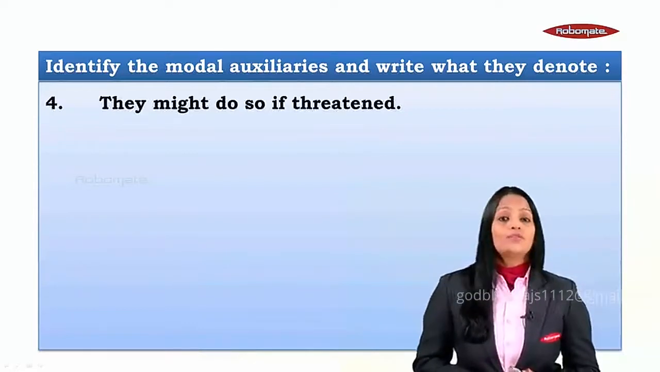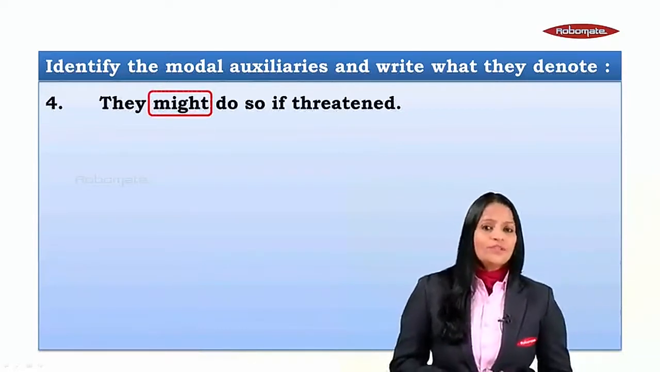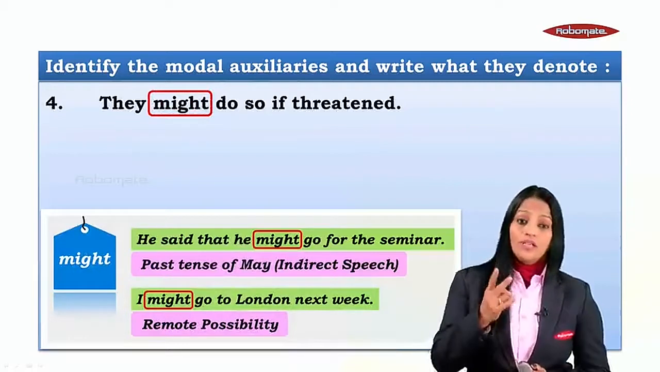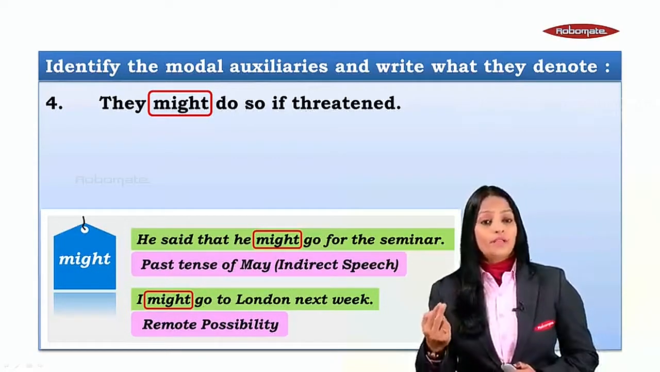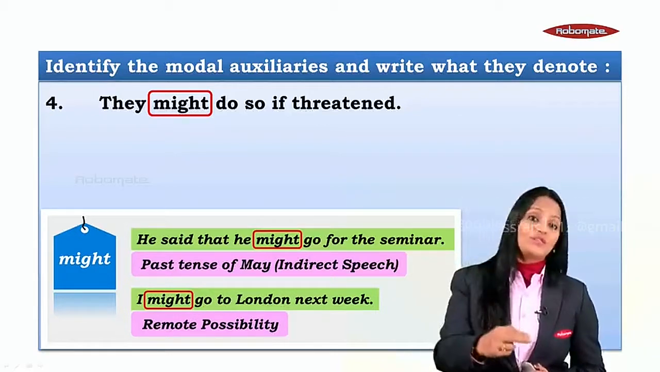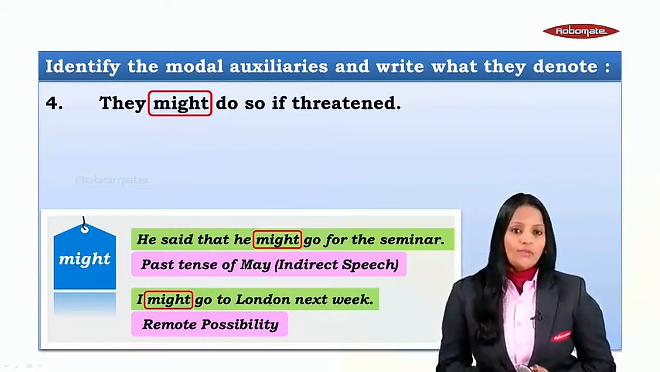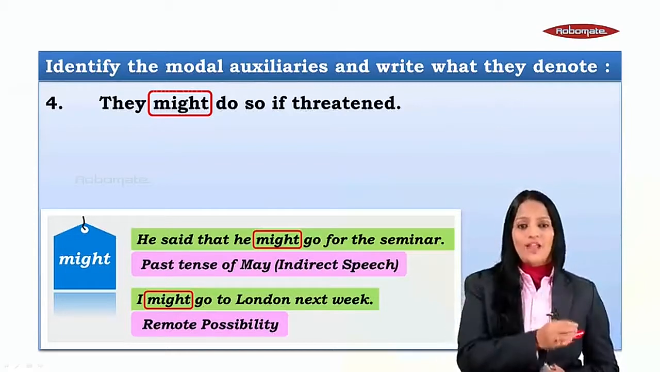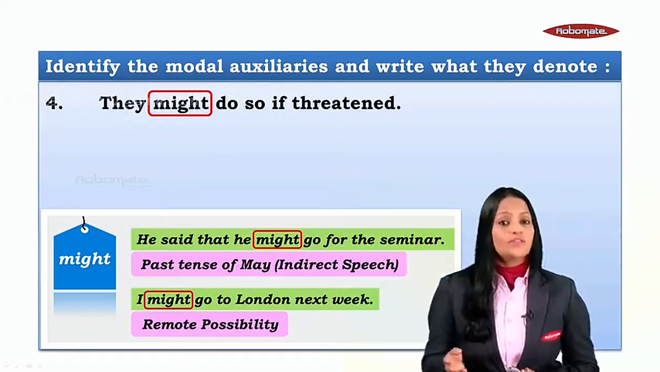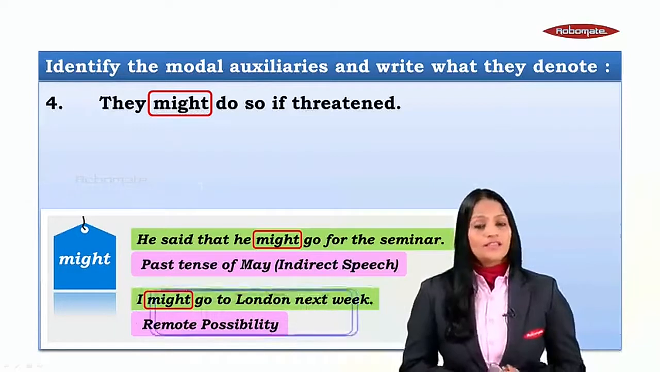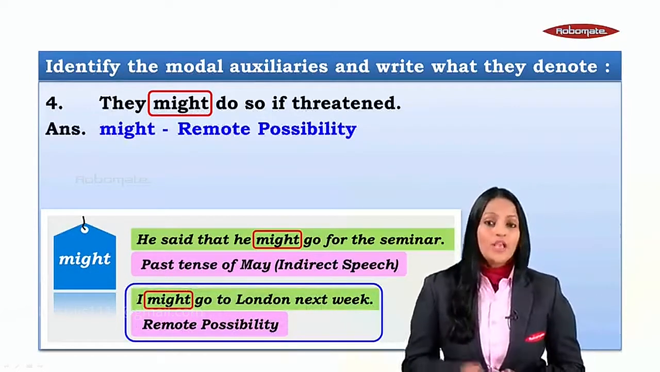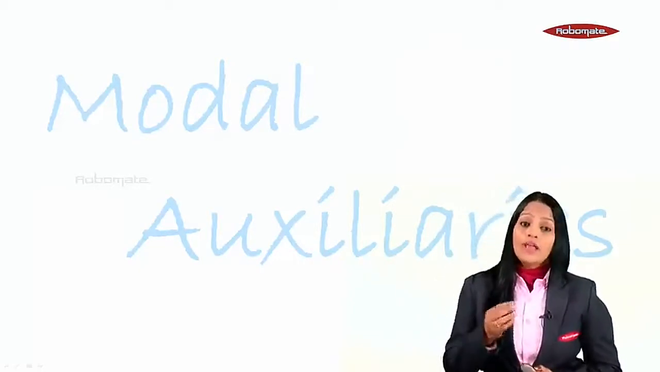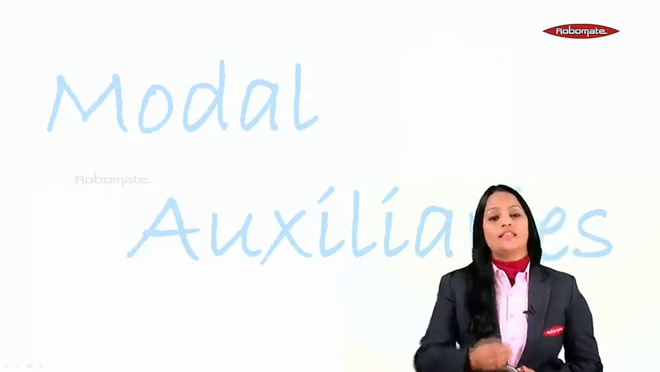They might do so if threatened. Students, might is very easy to remember. Only 2 functions. 1, if it is indirect speech, then the direct speech has may, which changes into might. But in this case, it is not, because you don't have something like she said that. So it is not indirect speech. So what is remaining there? Of course, it is remote possibility, a far away possibility. So students, this is how we recognize a modal auxiliary and state the function.